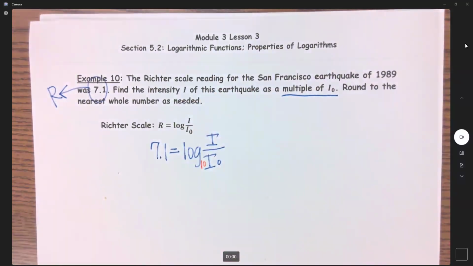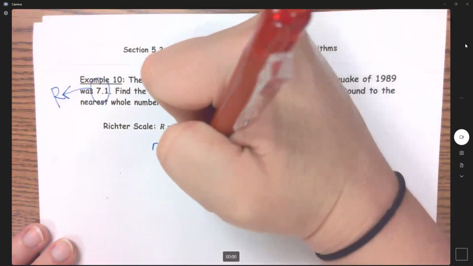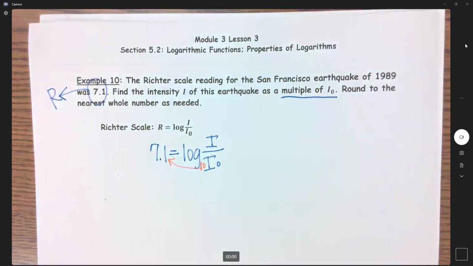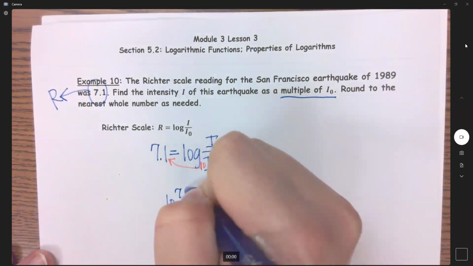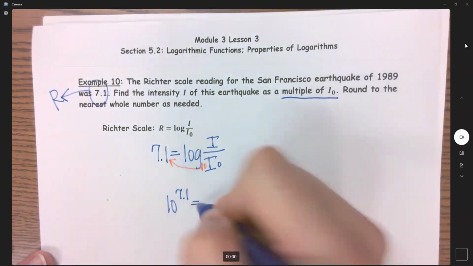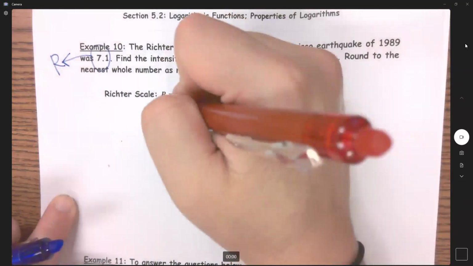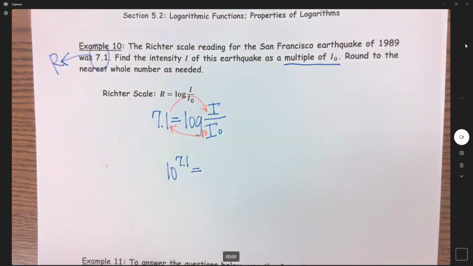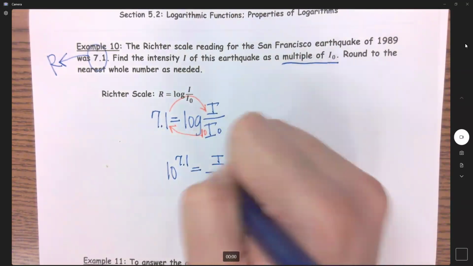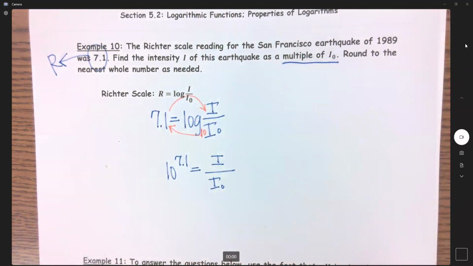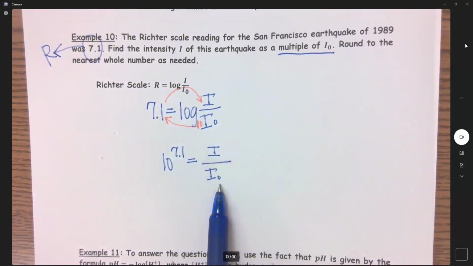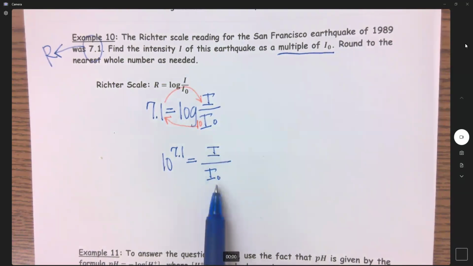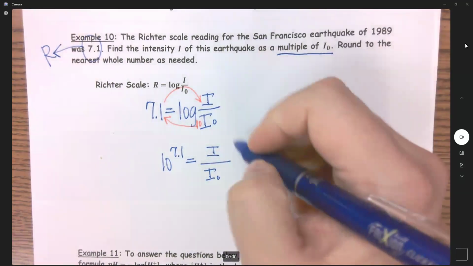So to solve for a variable inside of a log, we need to rewrite it as an exponential. So this would be base to the other side of the equals, meaning I have 10 to the 7.1, and that's going to equal whatever we have left, which is inside this log, I over I naught. So to get I by itself, all we need to do is get rid of this denominator. So the opposite of dividing I by I naught is to multiply it over.